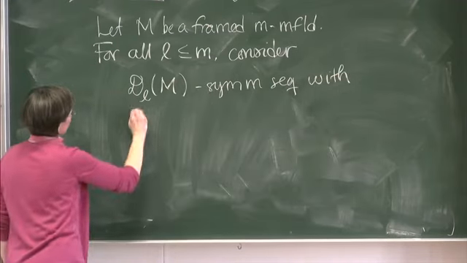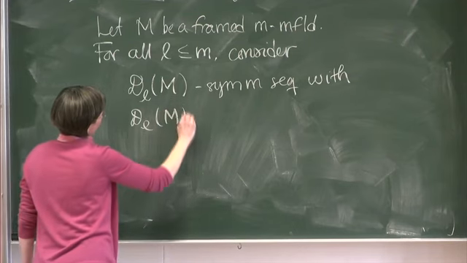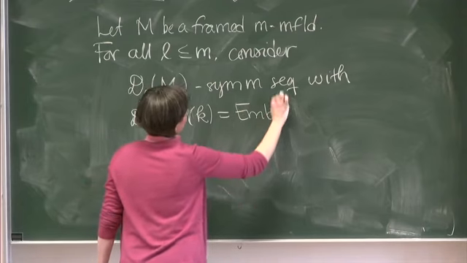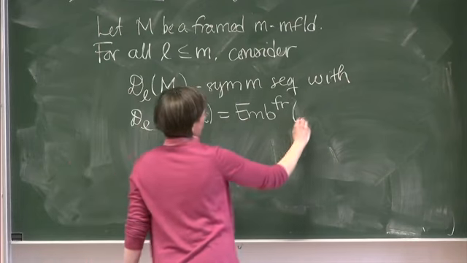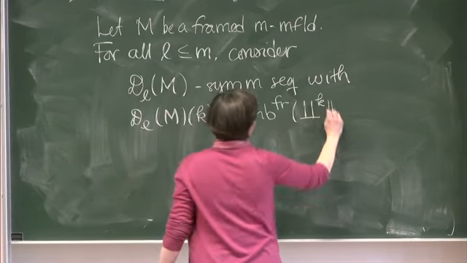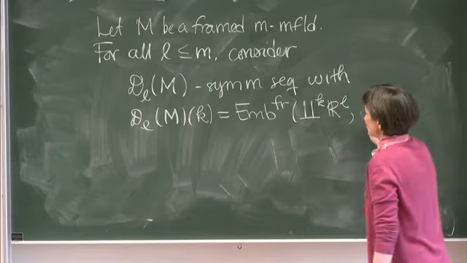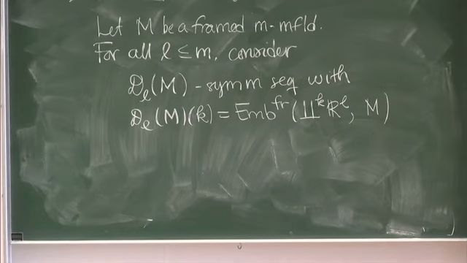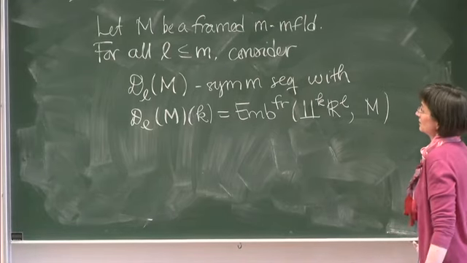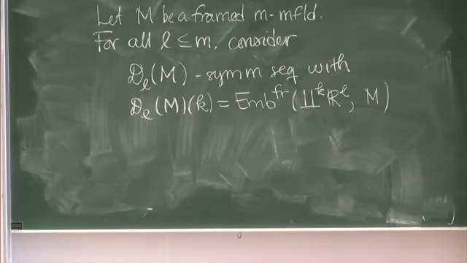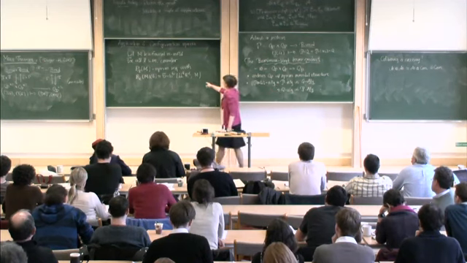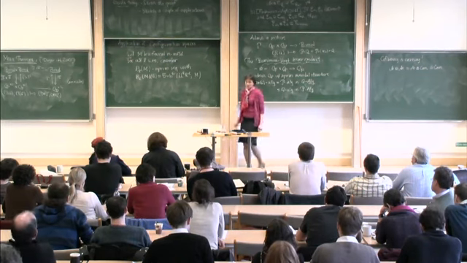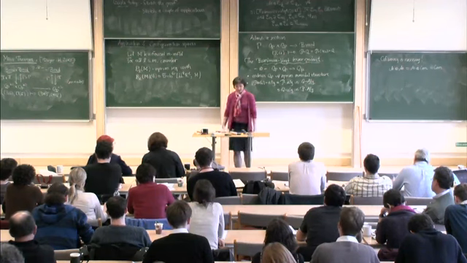So that in arity K, what I have is a space of framed embeddings from K copies of R^L into M. This gives us a nice symmetric sequence. The permutation action comes from re-ordering the factors, so the summands here, for the permutation action.